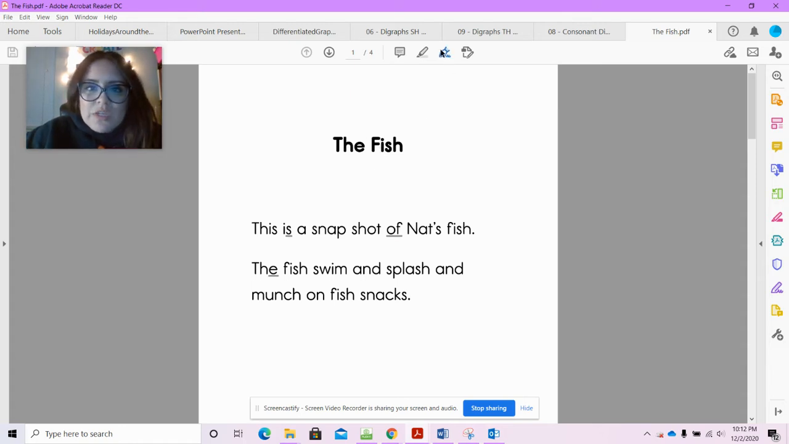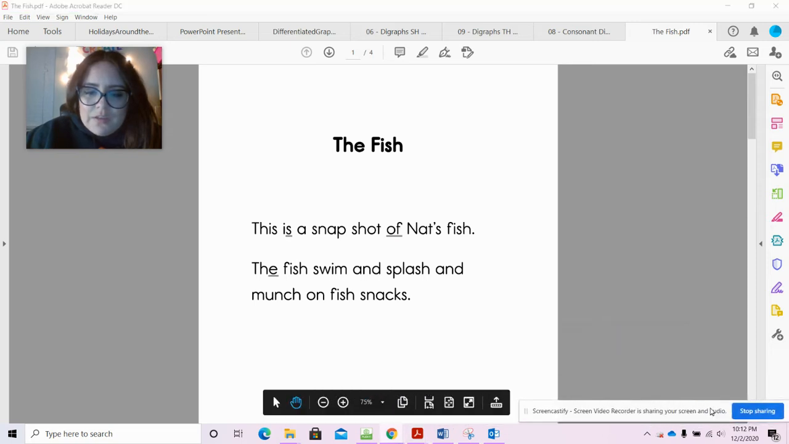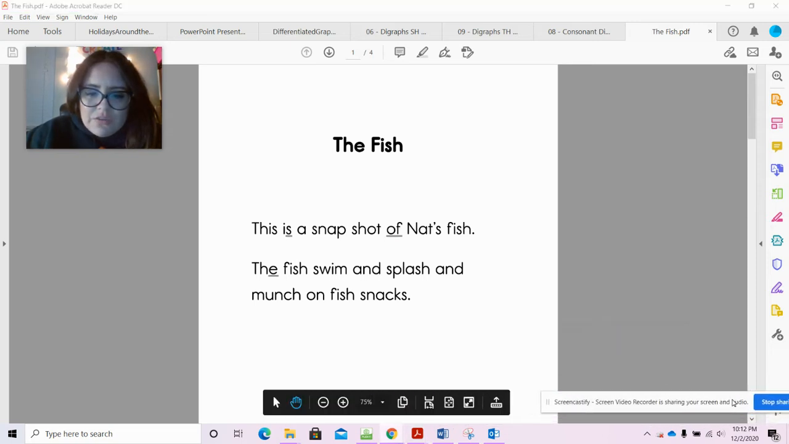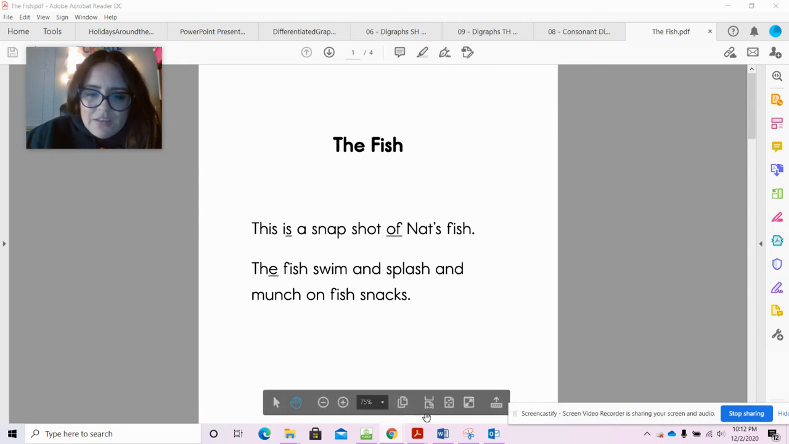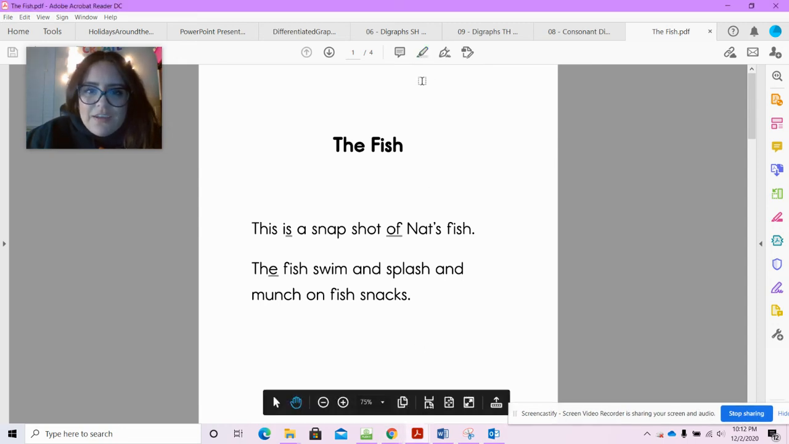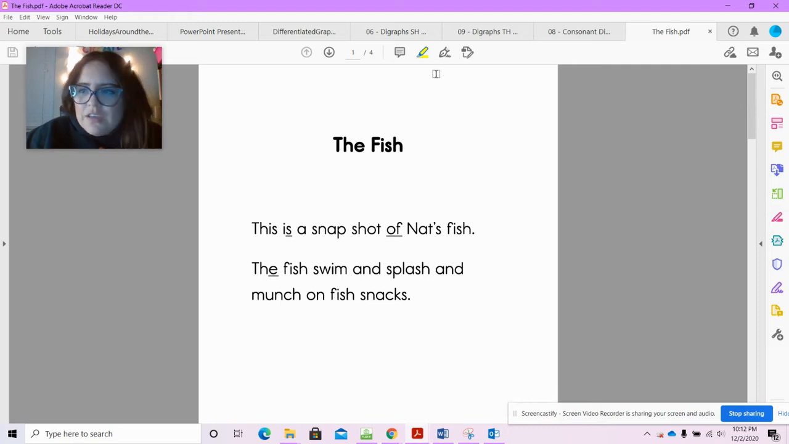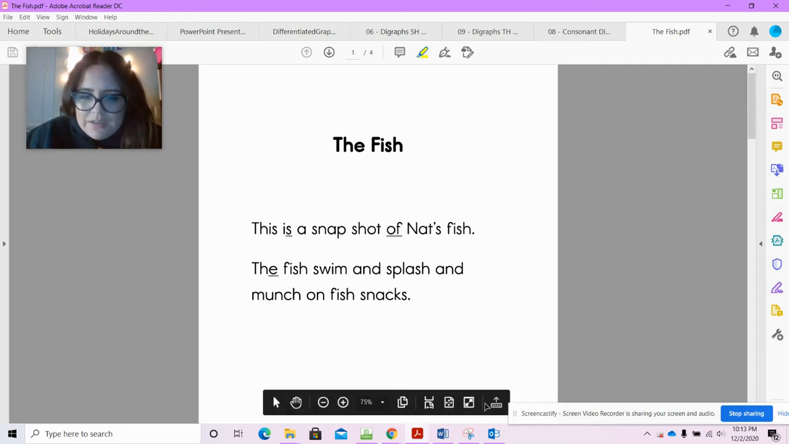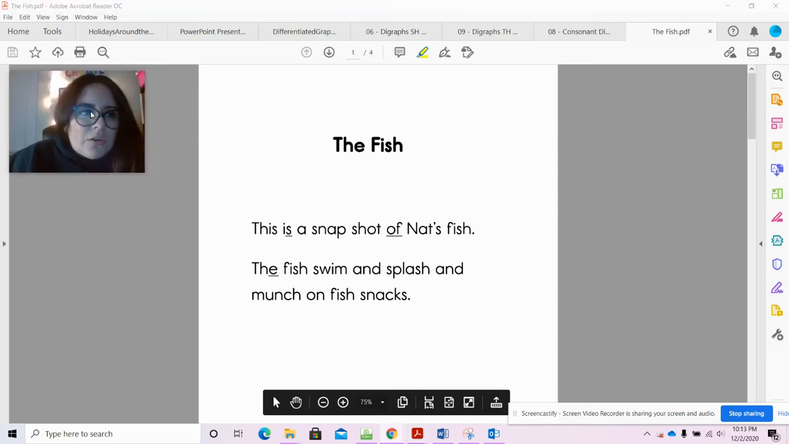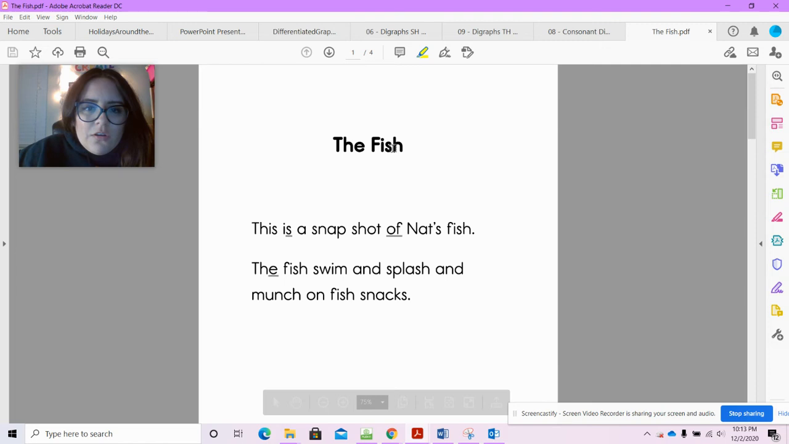And as you read it, you are going to highlight the words that have the sh sound. I don't know why it's not letting me highlight it, but you guys are going to mark on your homework. You're going to mark all the words that have the sh sound. Okay? So let's get started.